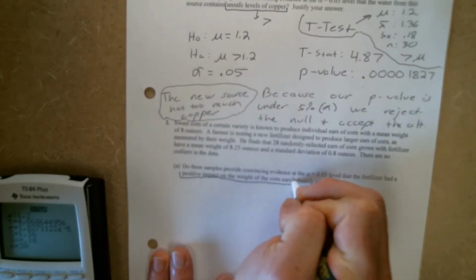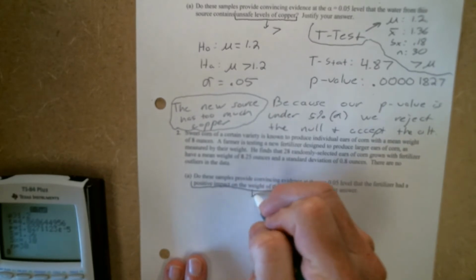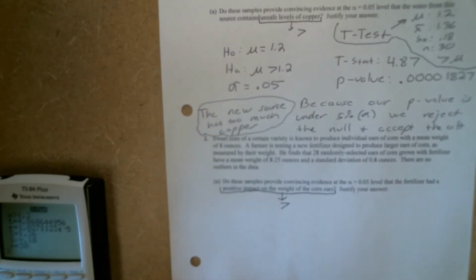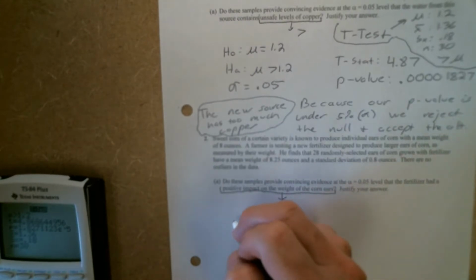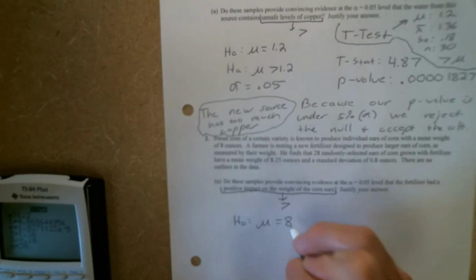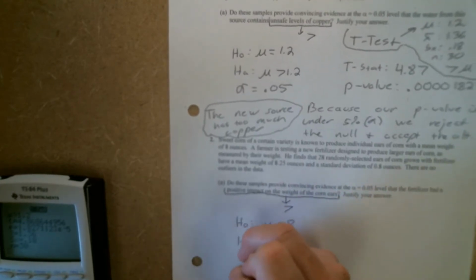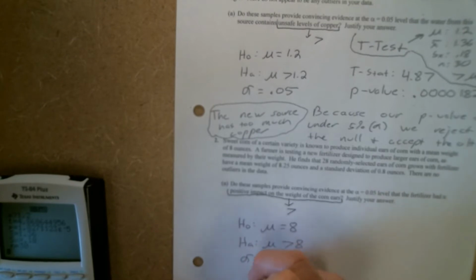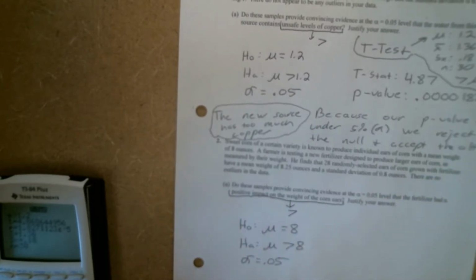So again, this is telling us that we're doing another one-tailed test, and we're seeing if it's increased. You always have to read the question and pull out what sort of test you're doing. Our null hypothesis is that the mean has stayed 8 ounces. Our alternative hypothesis is that the mean has increased to above 8 ounces. We're going to stick with an alpha of 0.05.